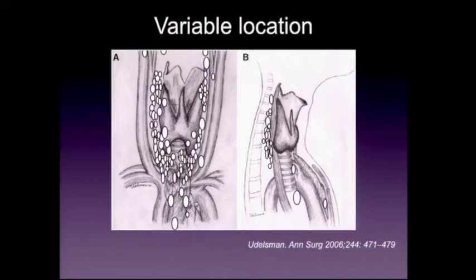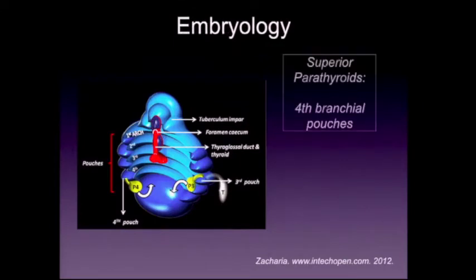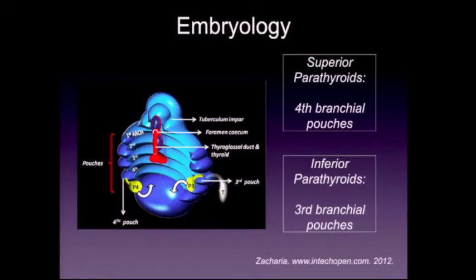And this is an article from 2006 by Utelsman et al. And each of the ovals in part A show various locations of the parathyroid glands that they found in various patients. And you can see they're all over the place. And that highlights that you have to look in all these places to try to find the parathyroid glands. The reason for this variable location is embryologic, as is shown here. The superior parathyroids originate with the fourth branchial pouches, while the inferior parathyroids originate with the third branchial pouches, and they essentially switch positions during embryologic development.